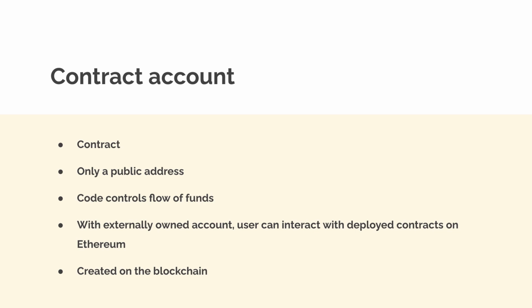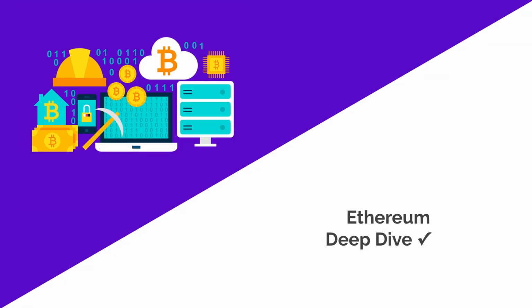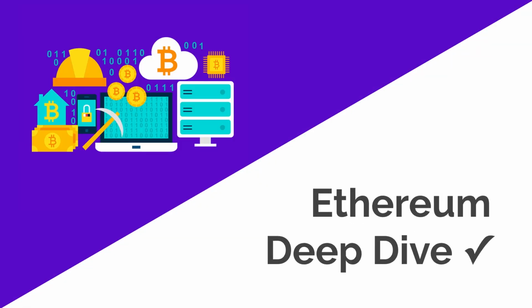With an externally owned account, a user can interact with deployed contracts on Ethereum. So you will write a smart contract as a developer, you'll deploy it on Ethereum, and then users can interact with that contract. And again, the contract account is created on the blockchain and is stored on the blockchain. And that is a deep dive into Ethereum.